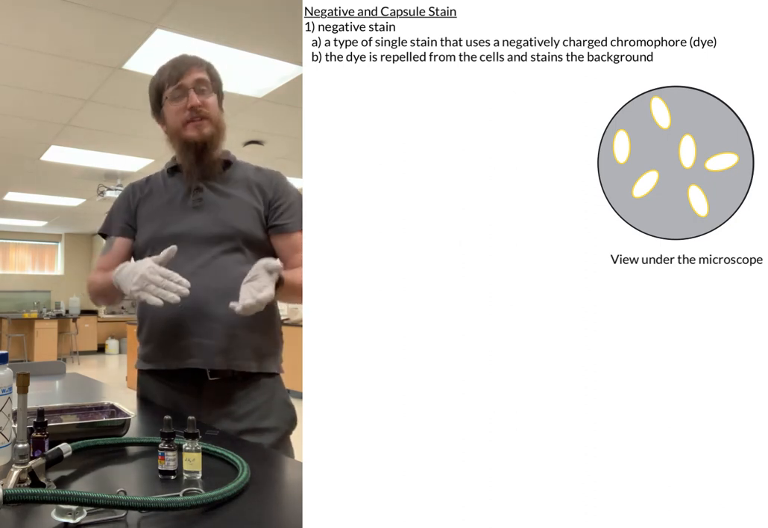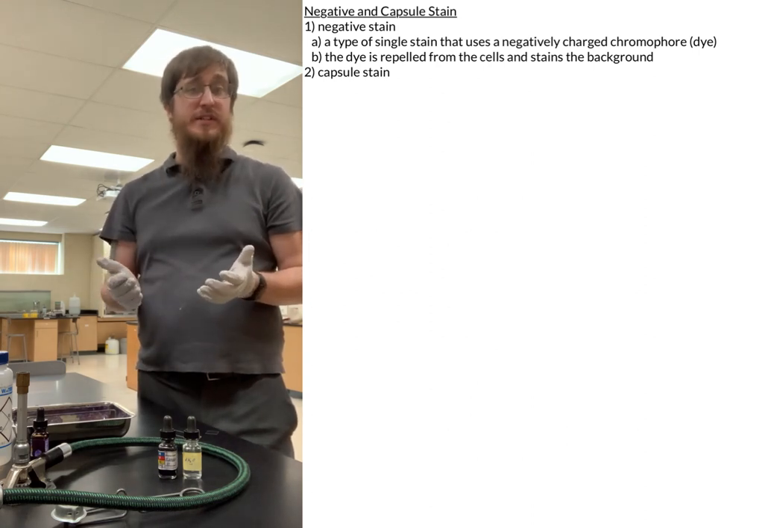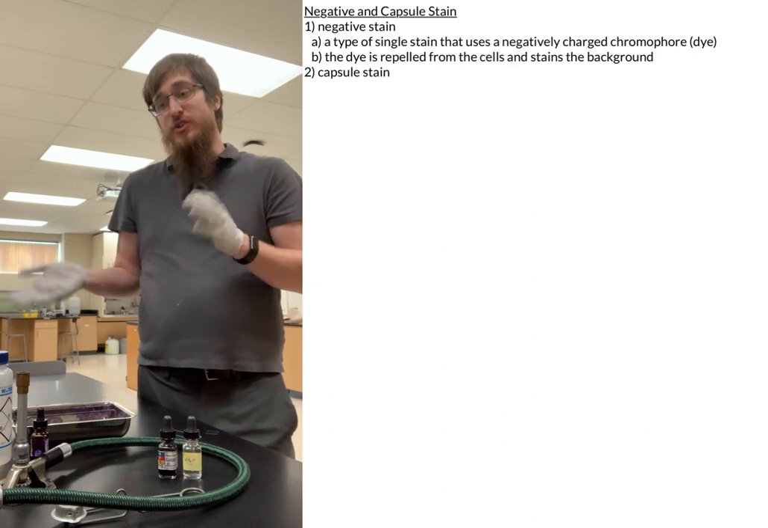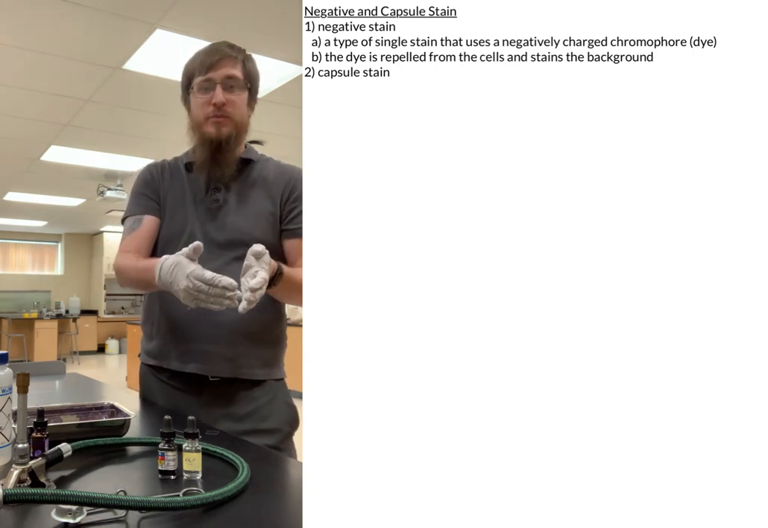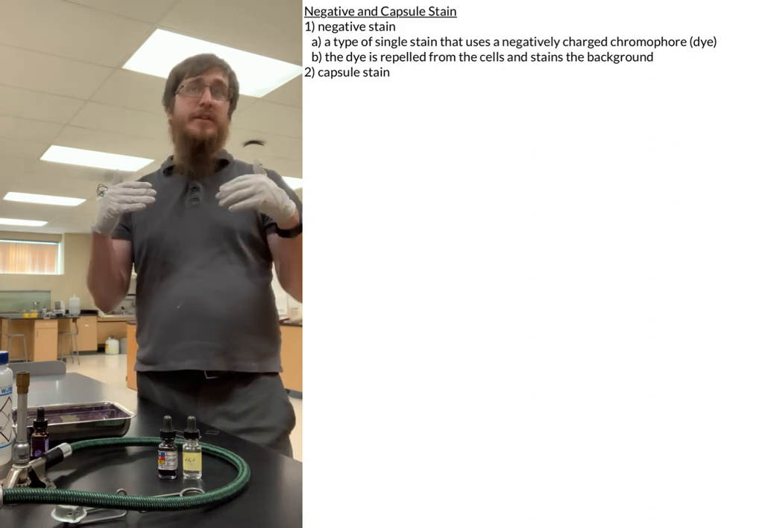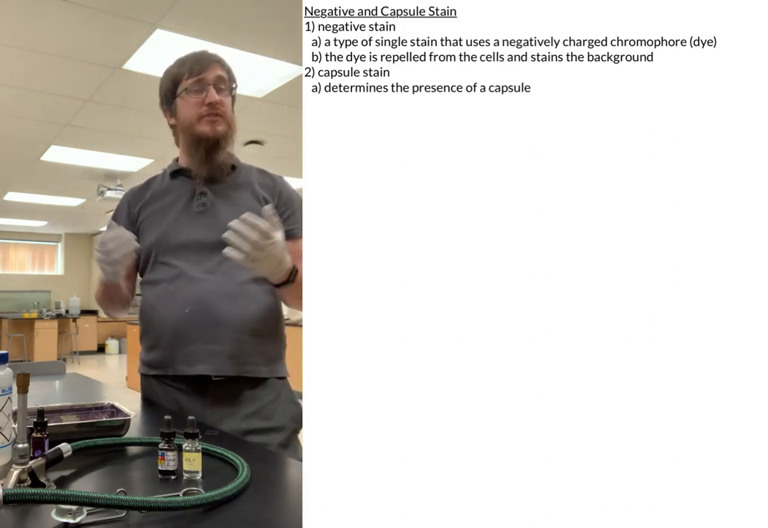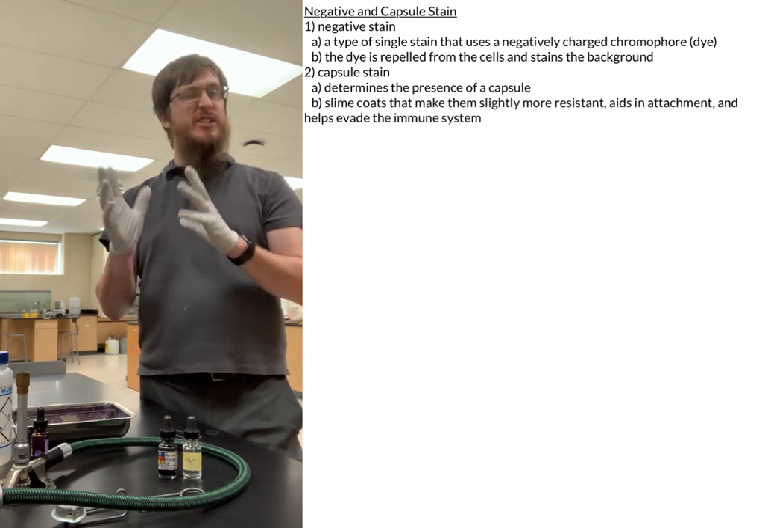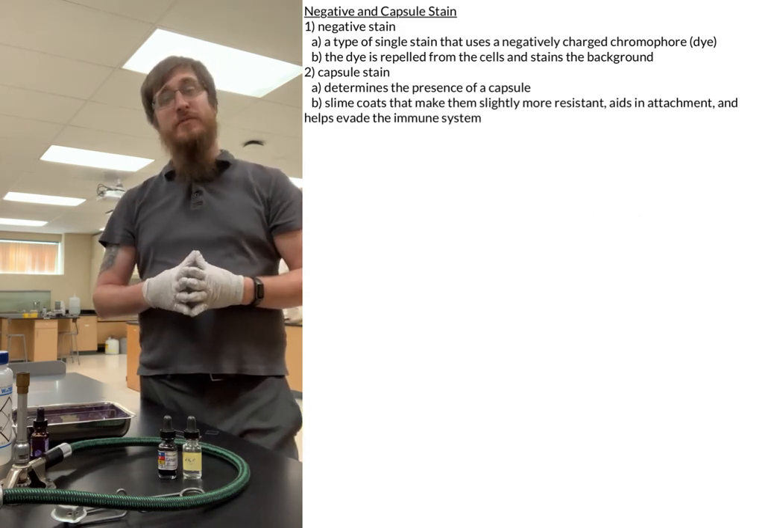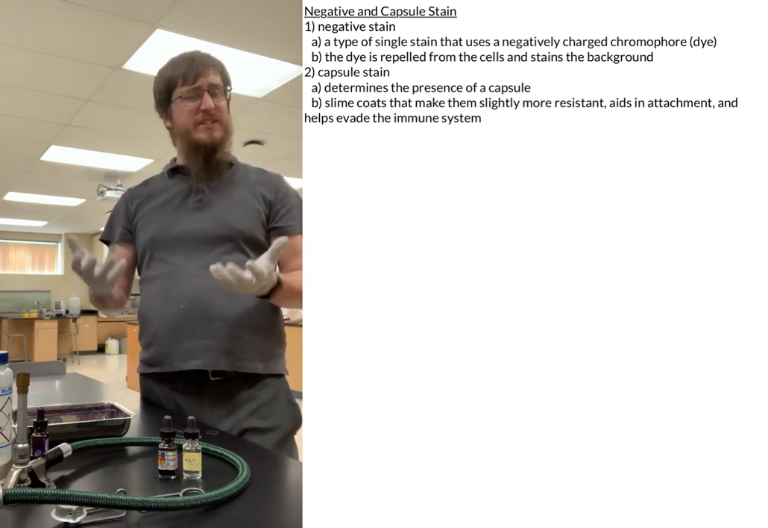Now, we are going to talk about the capsule stain in this video as well, and the main reason for that is that when you do a capsule stain, you do a negative stain plus a few more steps. The capsule stain is simply a stain that looks for the presence of capsules. And capsules are these slime coats that certain bacteria have around them, and it makes them a little bit more resistant to certain things.